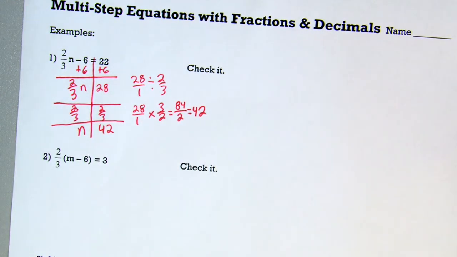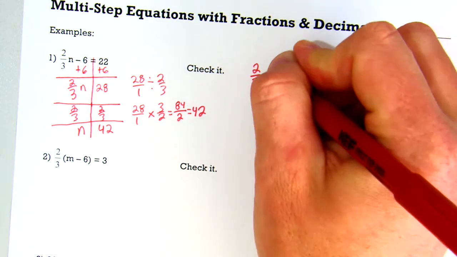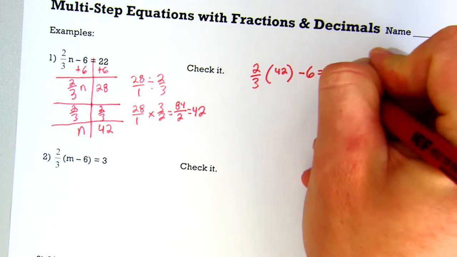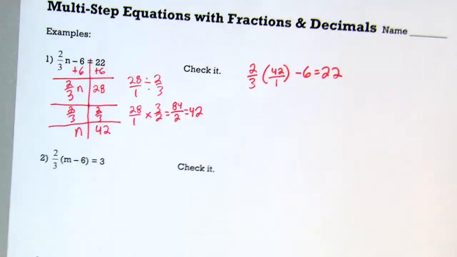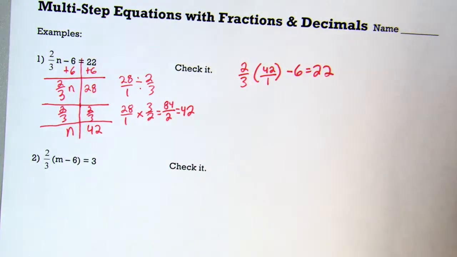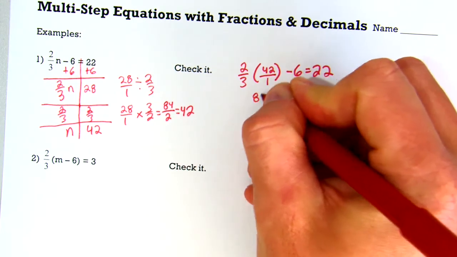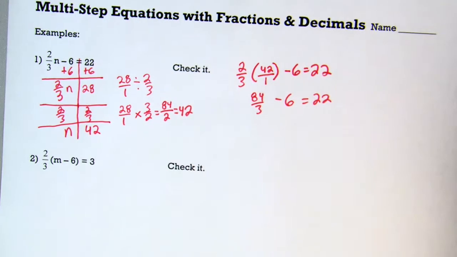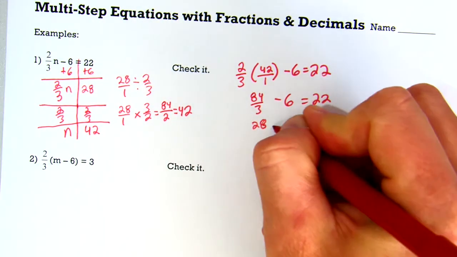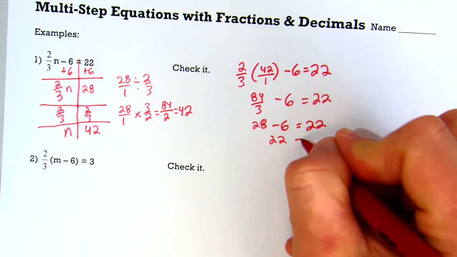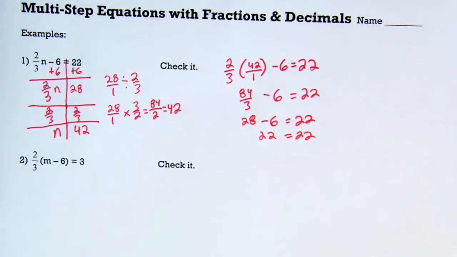So I'm going to plug this in to check to see how I did. Let me say 2/3 times 42 minus 6 is equal to 22. Alright, so we turn 42 into a fraction, multiply across. 2 times 42 is 84, divided by 3, minus 6. 84 divided by 3 is going to equal 28. And then 28 minus 6 is equal to 22. So 22 equals 22 works.